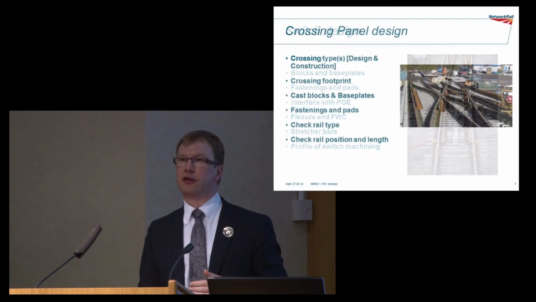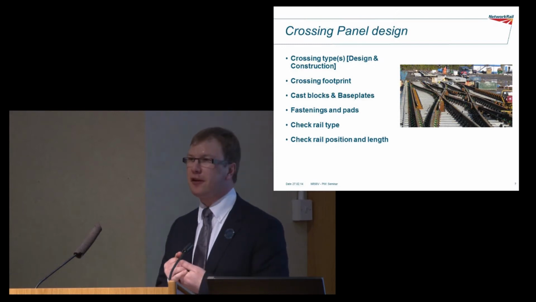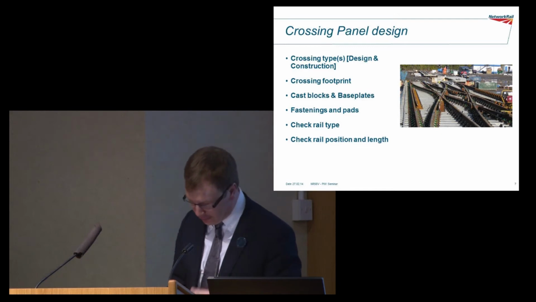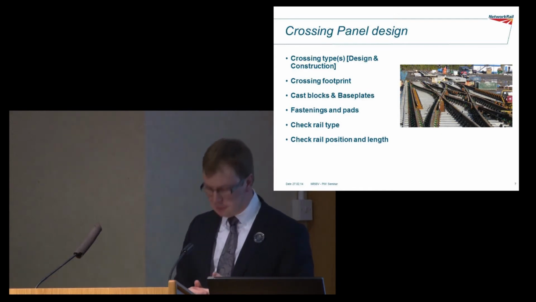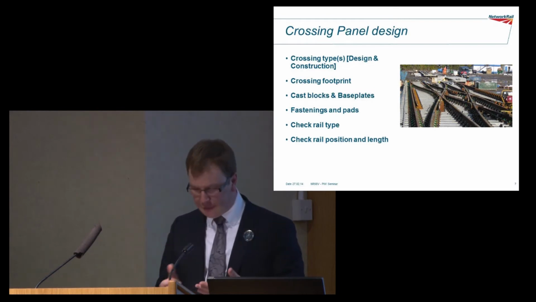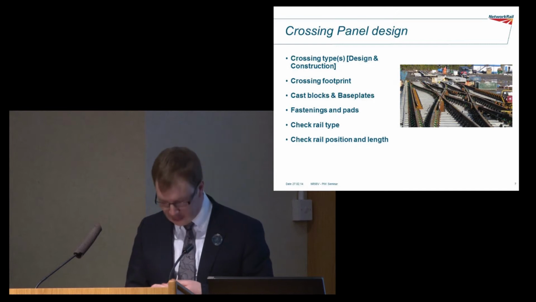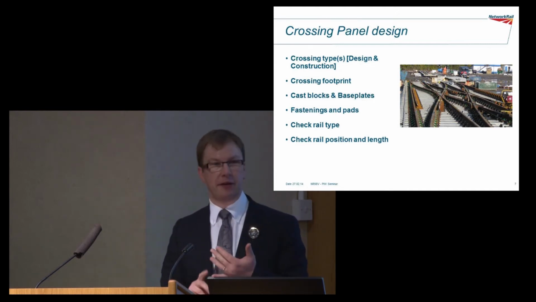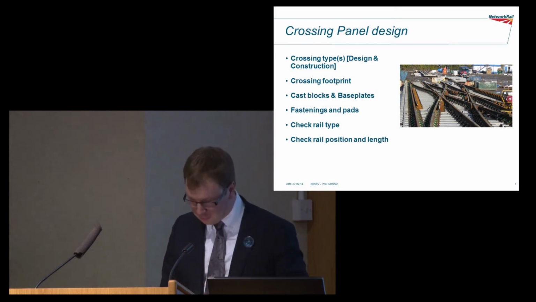So thinking about crossing panels then. Nice complicated example of a crossing panel there in the picture. That's one of the Reading layouts. But what type of crossing? Well, what do I mean by type of crossing? Firstly, it's whether it's a common, obtuse, or in the picture there, a compound crossing. But the other type of crossing is what type of construction. So are we talking about cast? Are we talking about fully fabricated or semi-fabricated crossings?